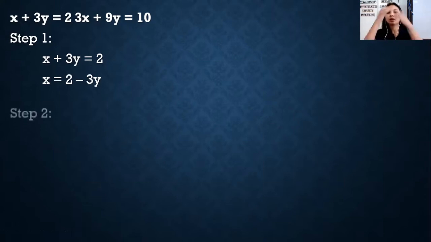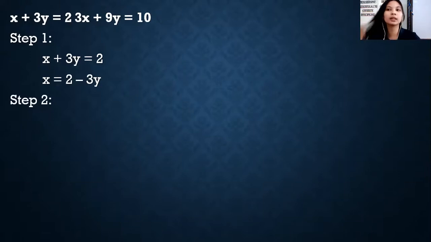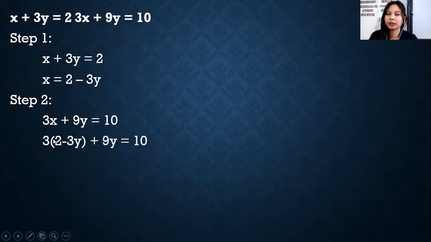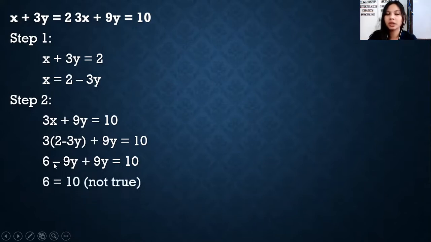Okay? So, next, ang gagamitin naman natin is si second equation. Ayan, so 3x plus 9y equals to 10. So, ano yung value ng x natin? 2 minus 3y. So, substitute lang natin. Ayan, so, 2 minus 3y, okay? And then, simplify or distribute po. 3 times 2 is 6. 3 times negative 3y is negative 9y. Okay, and then copy the rest. Ayan. So, dito, kung napansin nyo, negative 9y plus 9y is 0 po.